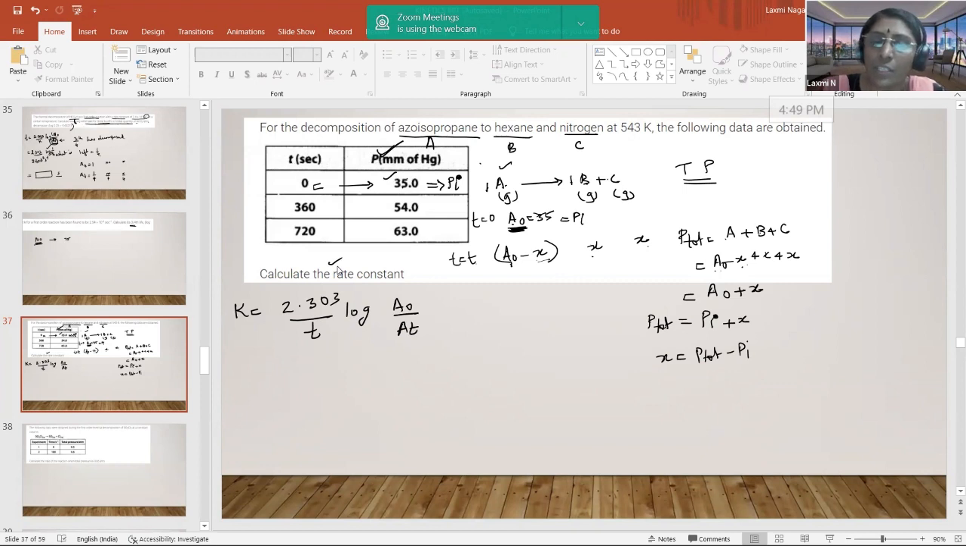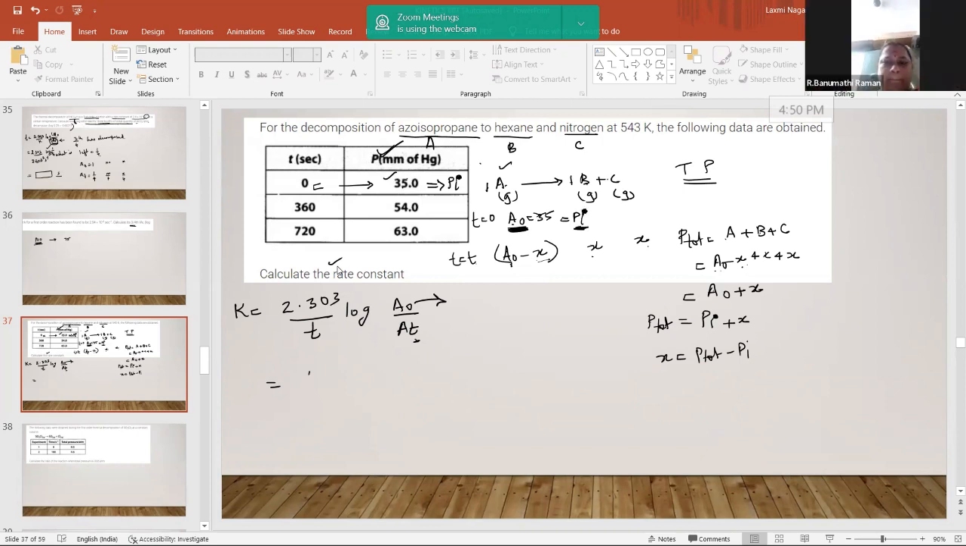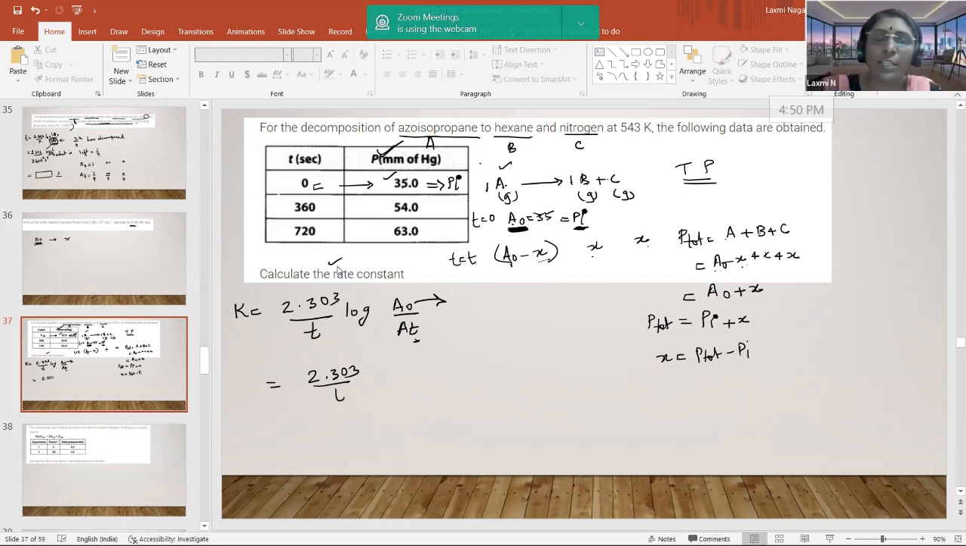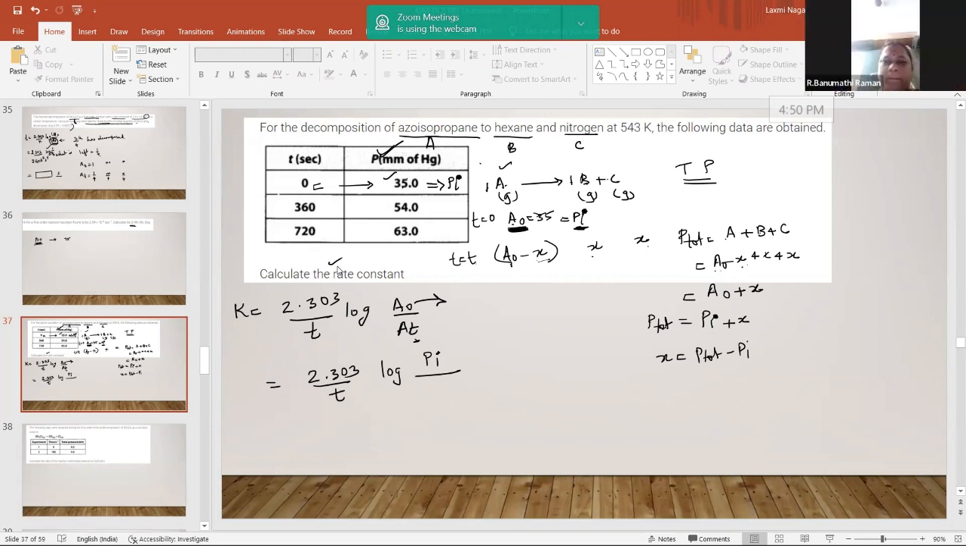What was the definition given for AT? The amount of reactant left out at time T. So what is the expression indicating A naught? Pi. So let us substitute Pi. So 2.303 by T log of A naught is nothing but Pi by, what is AT's definition? The amount of reactant left out at time T.